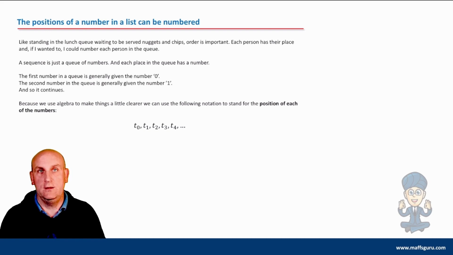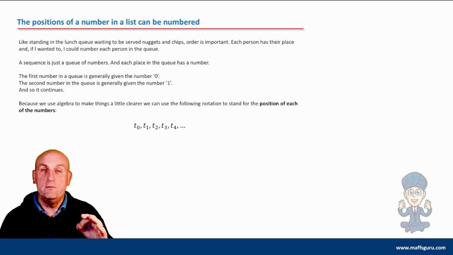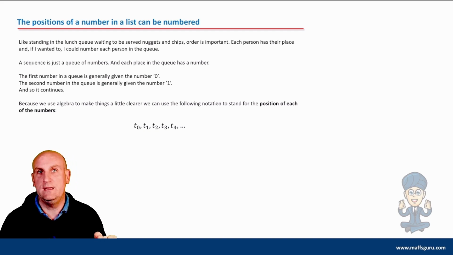Well, when I'm in a dinner queue, if I'm at the very front, hello, I'm first in line. The person behind me is second in line. The one behind that is third in line. And hopefully no one's going to cut in front of me, or I'm just going to push them out of the way. We don't cut in. So numbers in a sequence can be given a name, if you will, right? So the positions can be numbered.